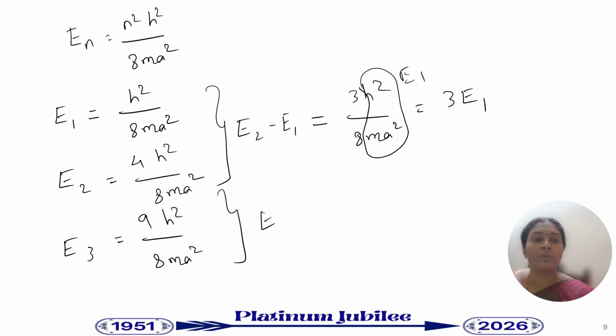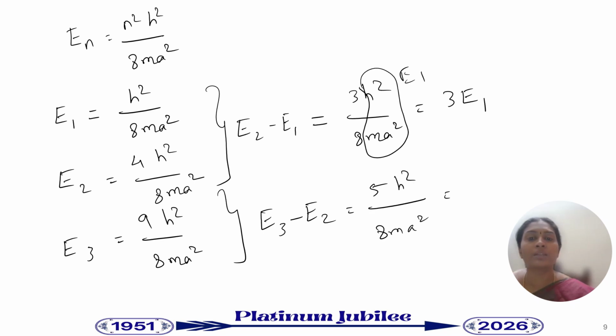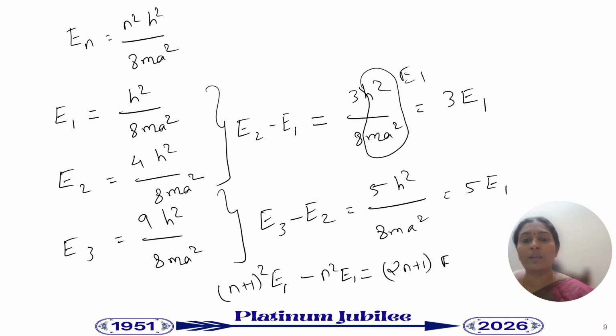Similarly, E3 minus E2 is 5h square by 8m a square, which is 5 into E1. In general, I can write (n plus 1) square E1 minus n square E1 is equal to (2n plus 1) E1. So this is the energy difference between the consecutive energy states.